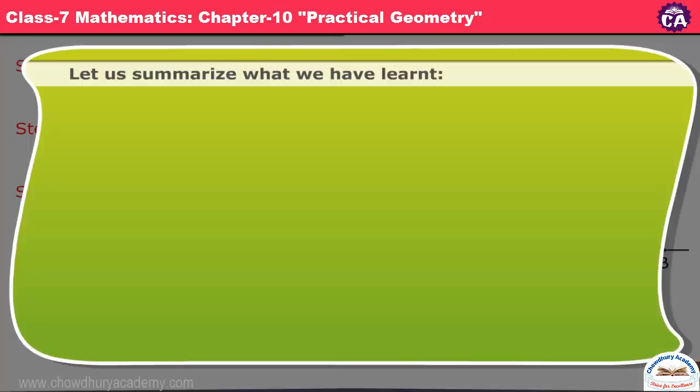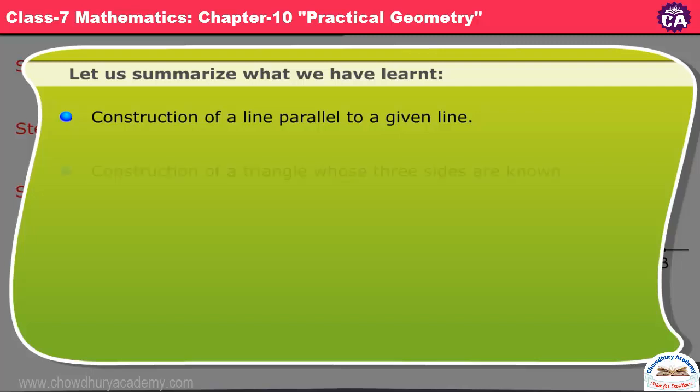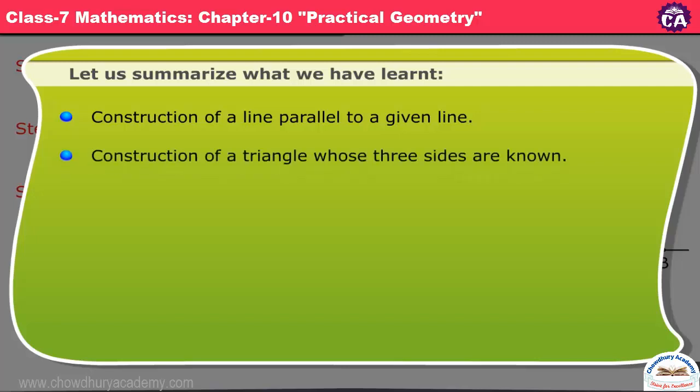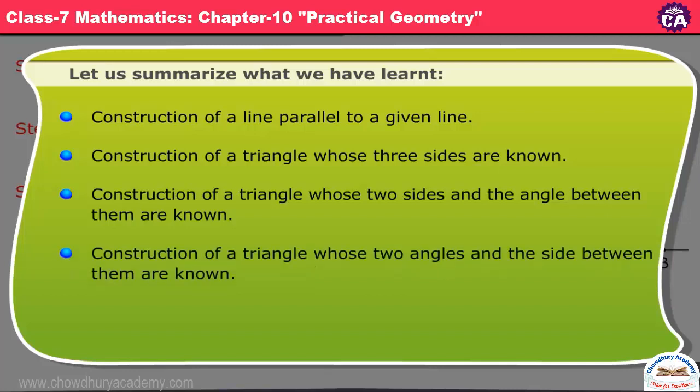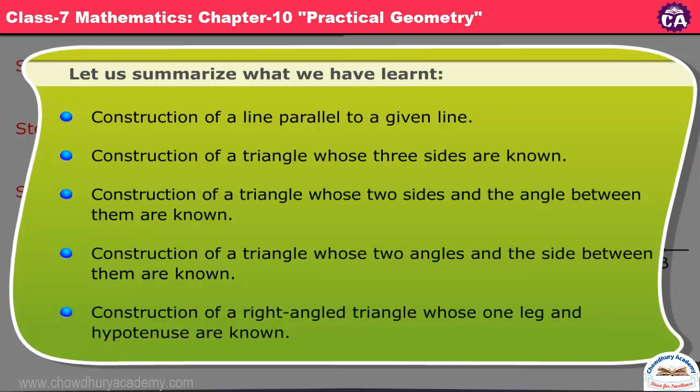Let us summarize what we have learned. Construction of a line parallel to a given line. Construction of a triangle whose three sides are known. Construction of a triangle whose two sides and the angle between them are known. Construction of a triangle whose two angles and the side between them are known. Construction of a right-angled triangle whose one leg and hypotenuse are known.